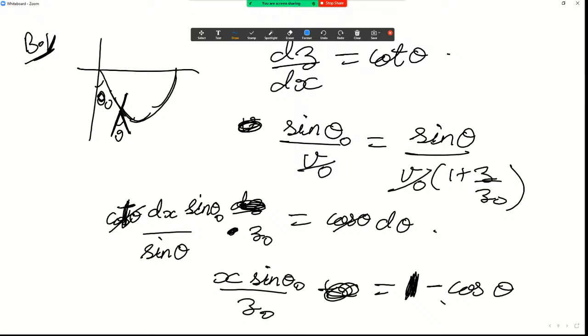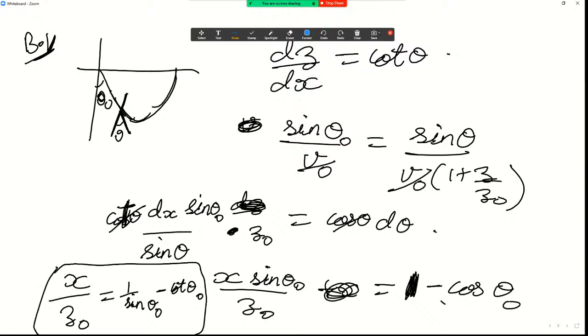But this is not how I expected it to be. So if you plug in, I am getting x by z naught equals 1 by sine theta naught minus cot theta naught. Okay, wait, let me check. Let me try something. One sec.